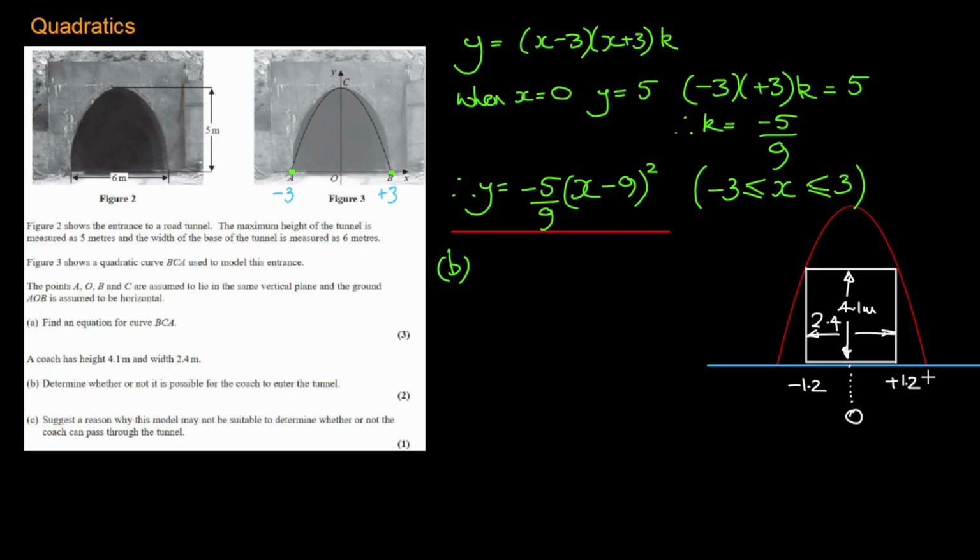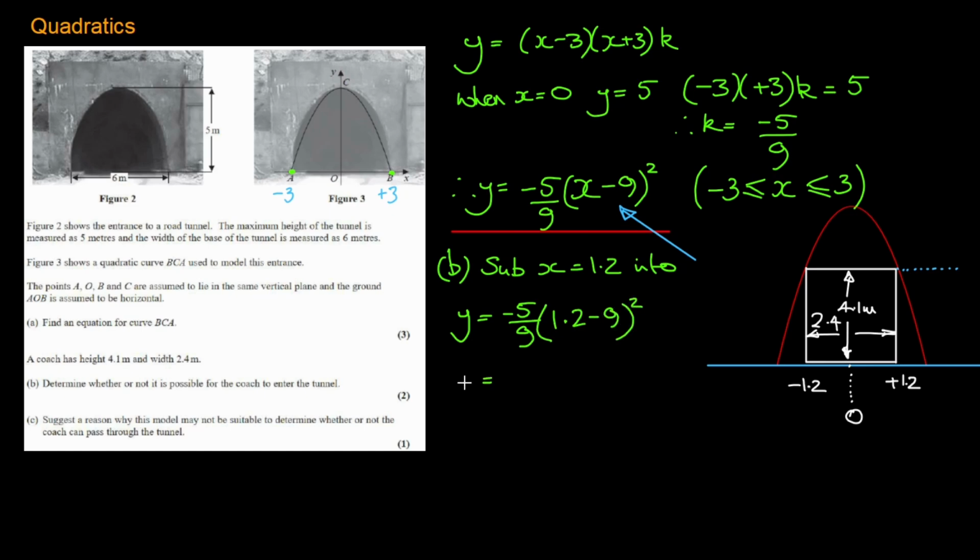So if I substitute a value of x is equal to 1.2 into the red line curve, I can find the height of the curve at that point and see whether it's above or below 4.1 metres, and therefore that will determine whether the coach can fit in or not. So I'm now going to sub x is equal to 1.2 into our curve here. And what do we get? We get that y is equal to -5 over 9 multiplied by (1.2² - 9). And if you put that into a calculator, I get the fact that y turns out to be 4.2. So at a width of 1.2, which is the coach's width, the height of the curve is 4.2. So yes, therefore the coach will fit in.